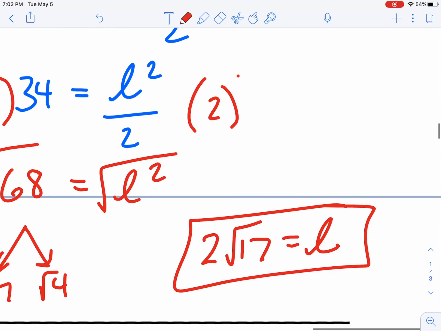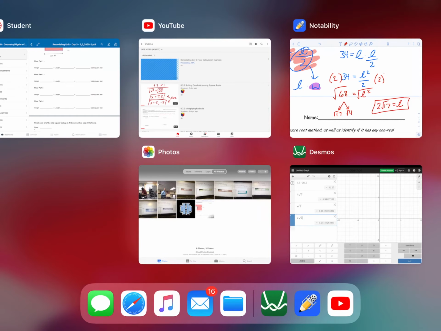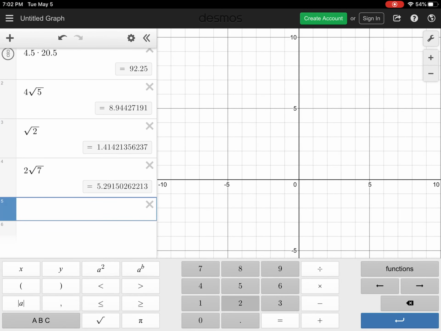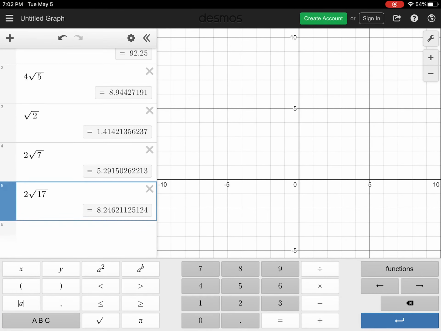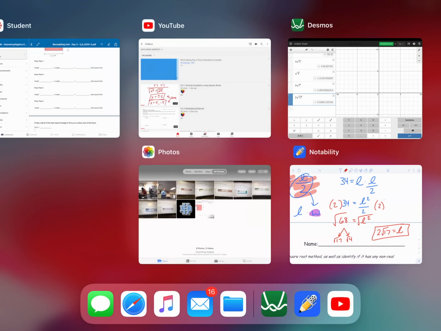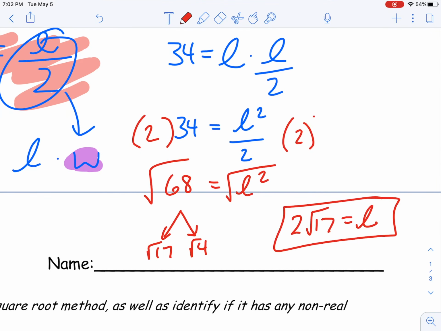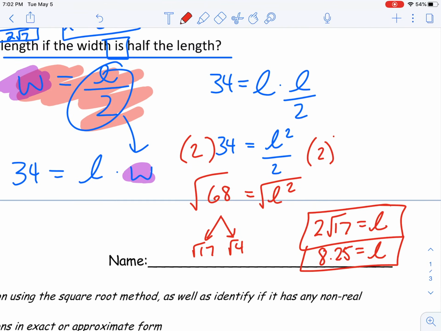Or, again, if they want the approximate, 2 radical 17 is 8.25. That is the length. So, same answer, just different context.